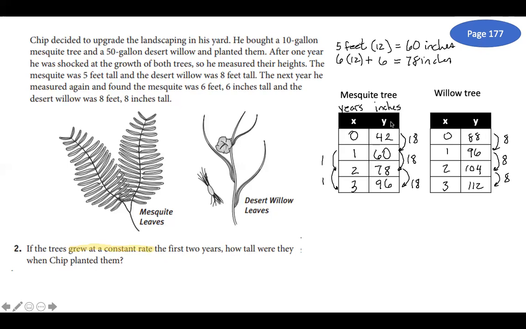All right, please make sure you have this in your book. These tables aren't in your book. Should have told you that earlier. You have to draw them yourself.